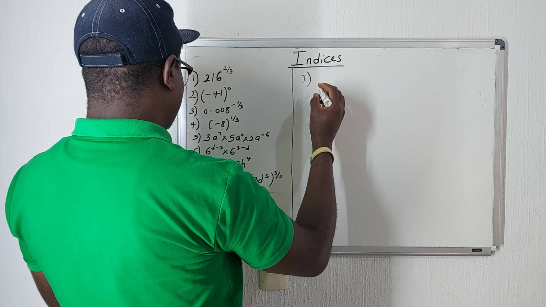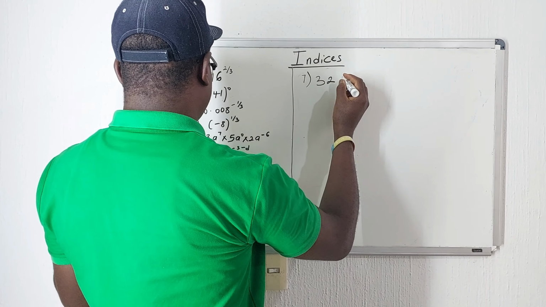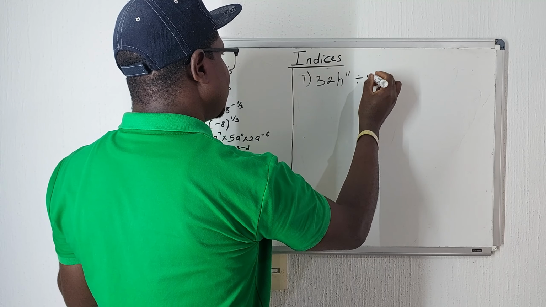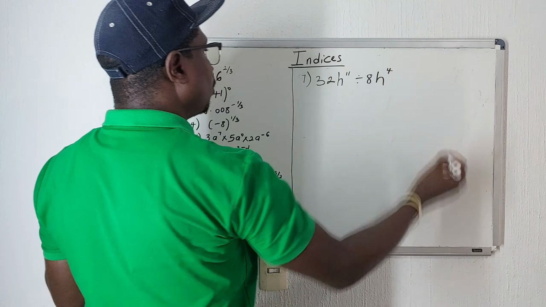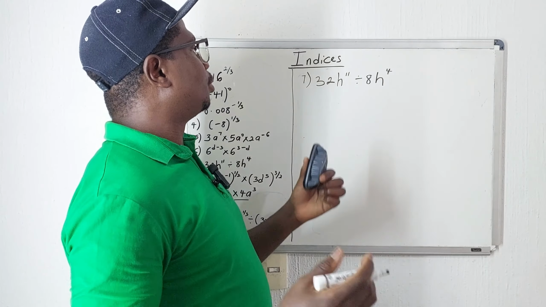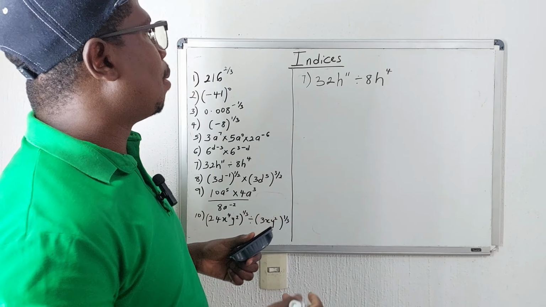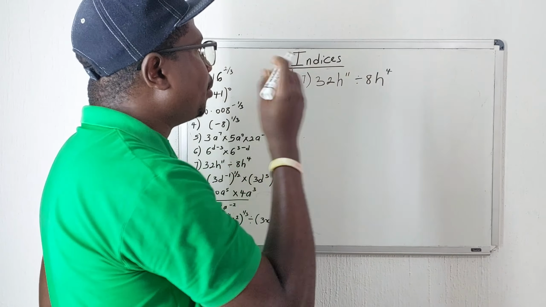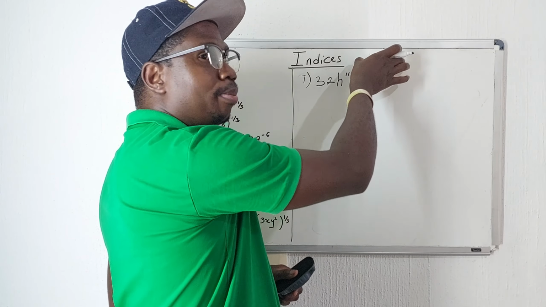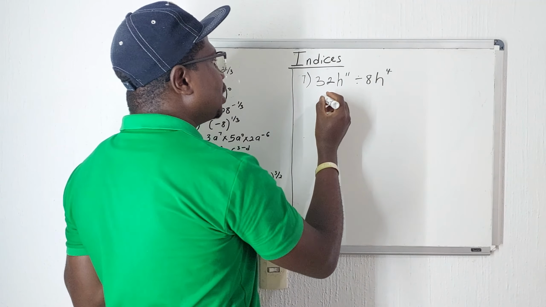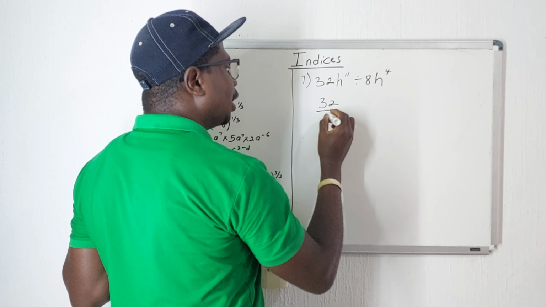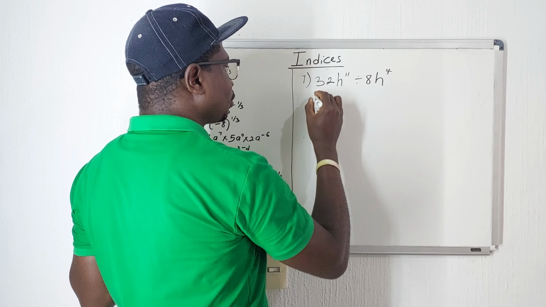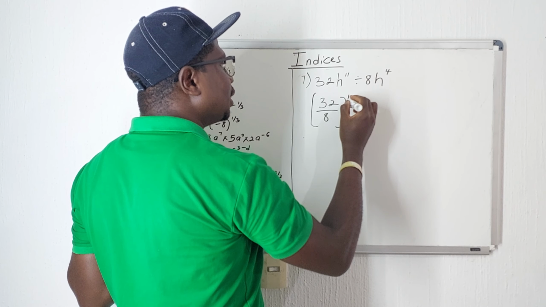Number 7. I have 32h to the power 11 divided by 8h to the power 4. Now, you can see it's still very simple again. We basically have the same base. We're looking at the variable, and they have the same base. You divide and subtract the powers. How do we do it? You can say 32 over 8, from the quotient law, remember. Then you say h.